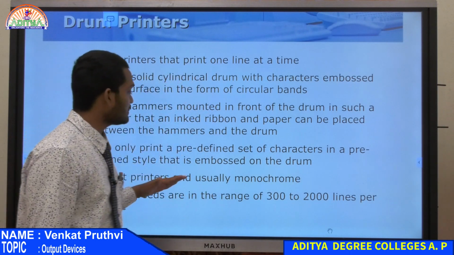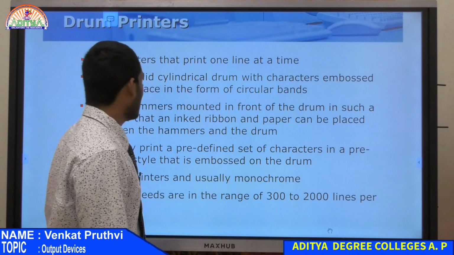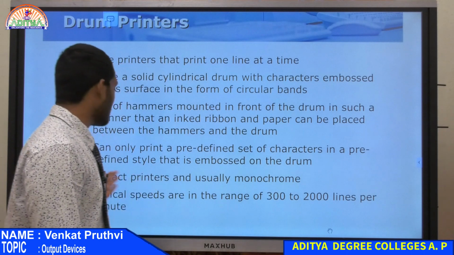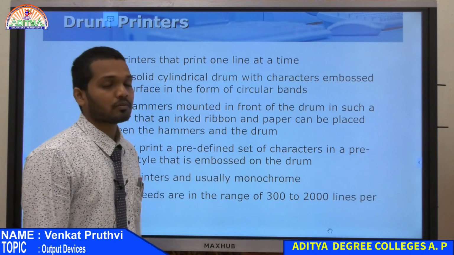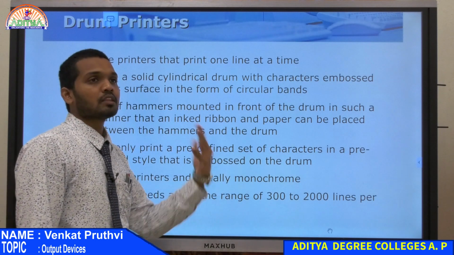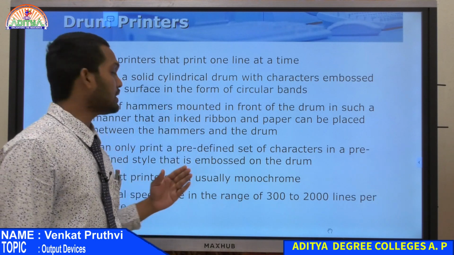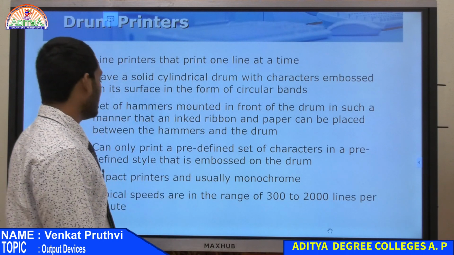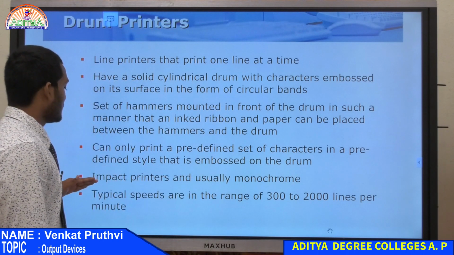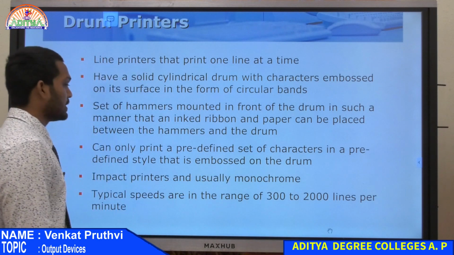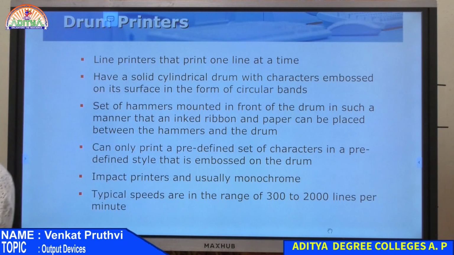Next, impact printers and usually monochrome. What do you mean by impact printers? We are able to get multiple copies, and they are usually monochrome. Monochrome in the sense that you can consider them as black and white. You cannot get the different colors in the output format that we want. So they can only produce black and white pictures. Then typical speeds are in the range of 300 to 2000 lines per minute. Okay, so that is about it.